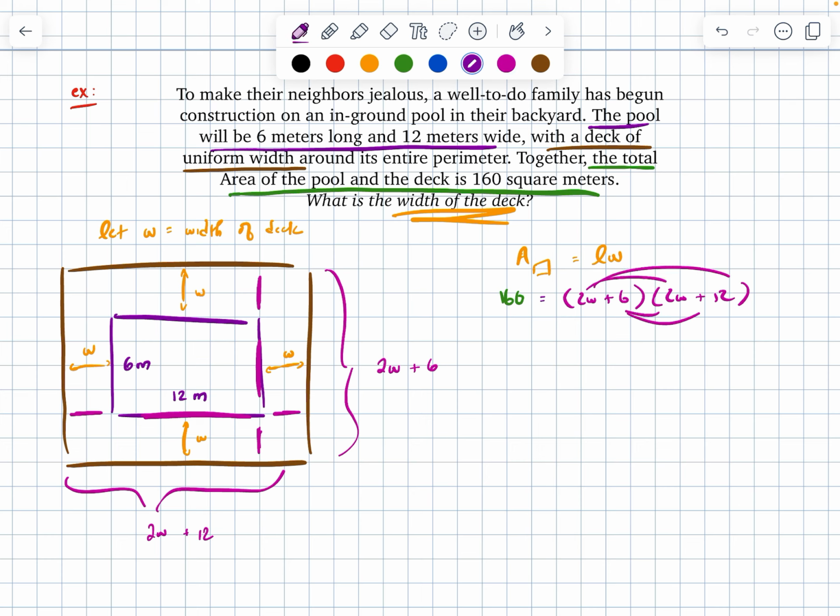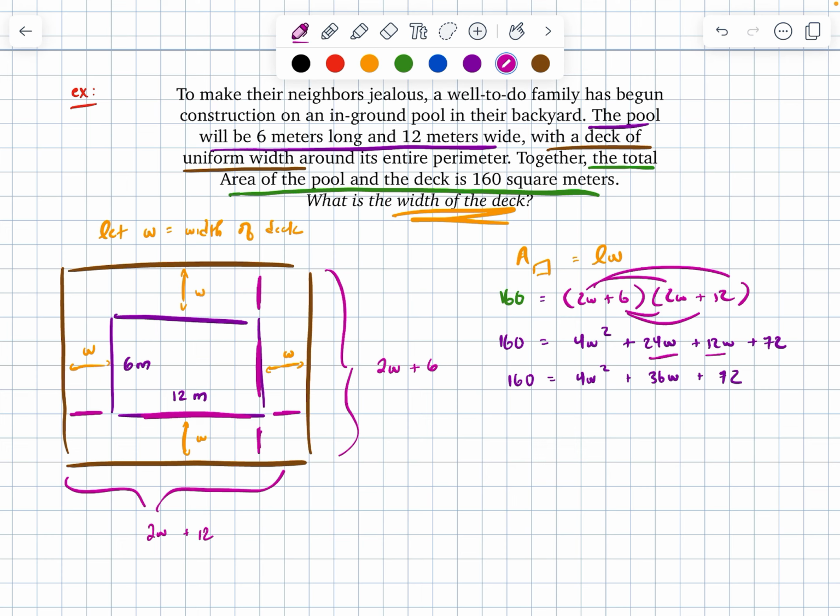Just like before, we're going to start by doing some net wet. So on the left, I've got my 160. On the right, 2W times 2W is 4W squared. 2W times 12 is 24W. 6 times 2W, that's 12W. And then 6 times 12 is 72. Once again, I've got some like terms here on the right that I can combine. 160 is equal to 4W squared plus 24 plus 12, which is 36W plus 72.